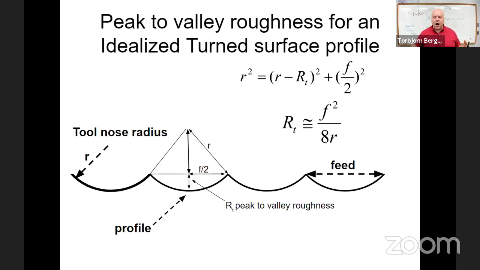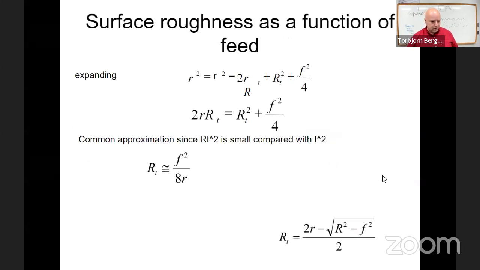There's probably over 100 different variables that have been standardized so that you could use them to talk to other people about it. This RT value is the average distance from the top of the peak to the bottom of the valleys in the surface. You can estimate that if you know the feed rate and the radius of the tool. Surface roughness is a function of speed.